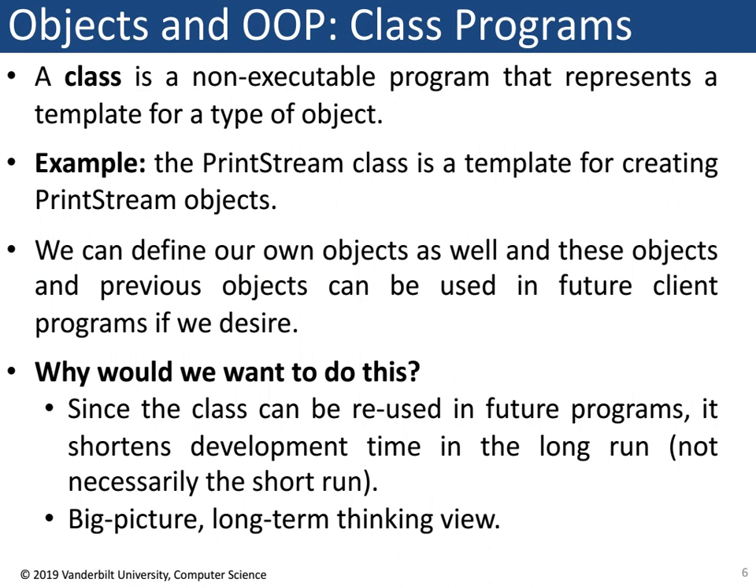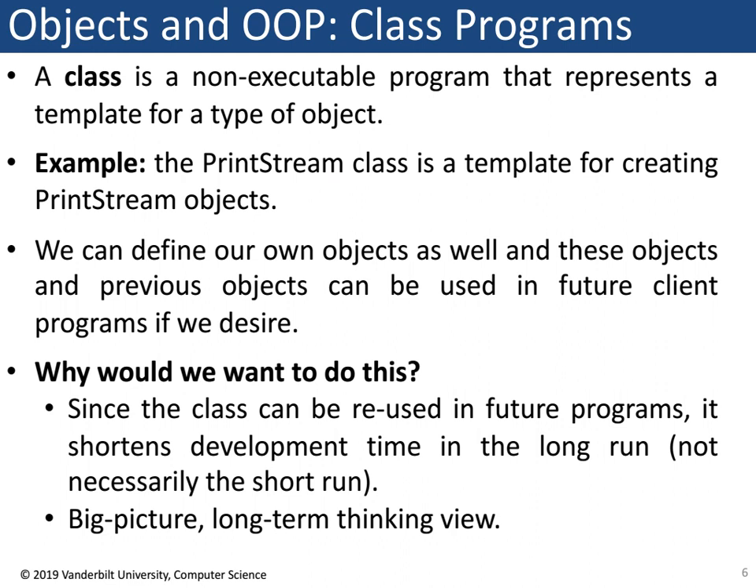So in this nomenclature, a class is going to be a program that is not executable, but rather represents a template for a specific type of object. As an example, think of the print stream class. The print stream class is actually a Java file that was written by someone, and when we say in our program new print stream, what we're doing is we're saying, Java, we want you to go look at this class called print stream, and we want you to create an object based on the blueprint in this class file.